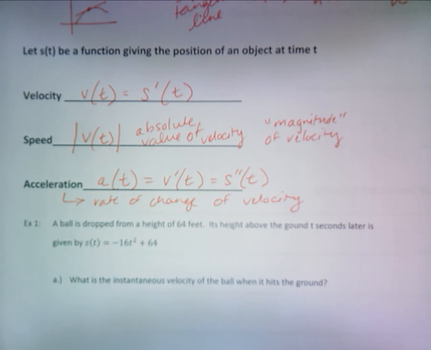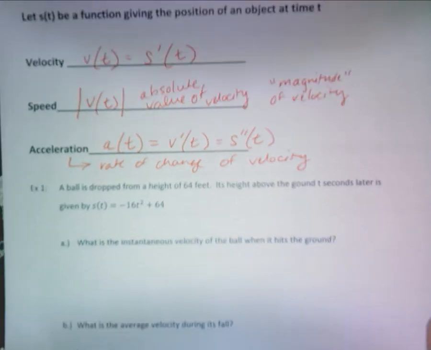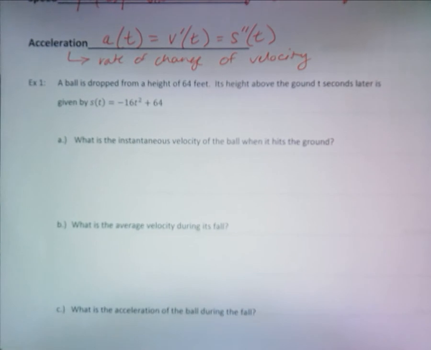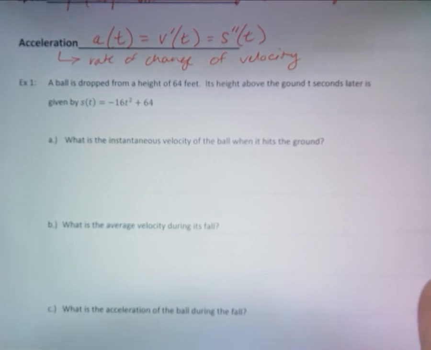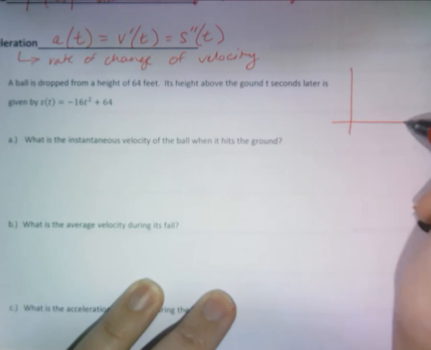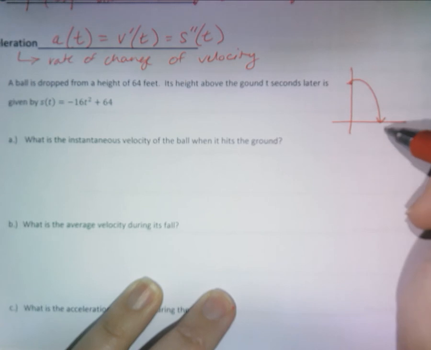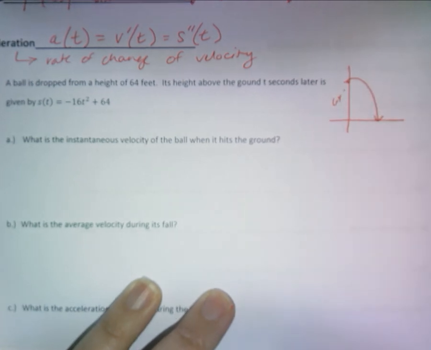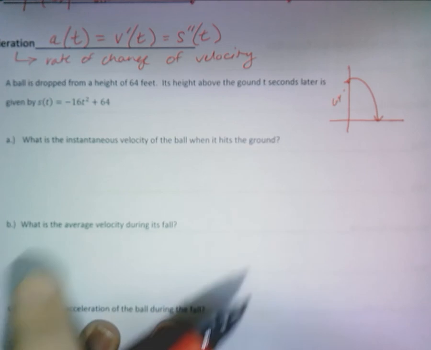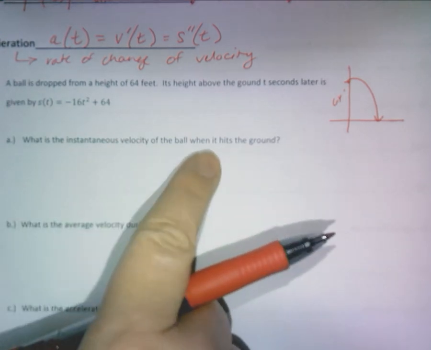So we are going to do an example, a very easy example. We'll do another one, and then I'm going to throw you some business information here. This is a very common example. A ball is dropped from a height of 64 feet. Its height above ground, t seconds later, is given by s of t equals negative 16t squared plus 64. So you're dropping this ball from a height up here down to the ground, and we know that it's 64 feet up high. Okay, so what is the instantaneous velocity of the ball when it hits the ground?